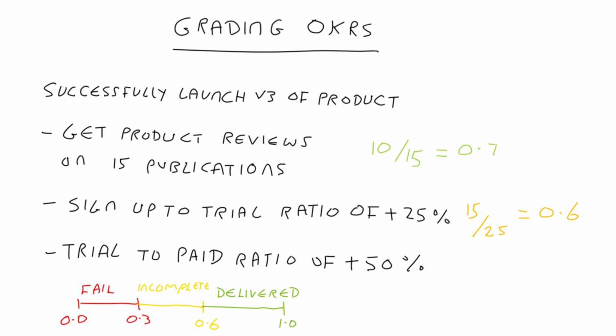And then for the trial to paid ratio, let's say that we actually managed to hit our 50% target. So that would be 50 over 50, which would be 1, and that is a perfect score. So to get the overall score for the OKR, we would simply take an average of the key result scores, which in this case would be an 80% or a raw score of 0.8, a good passing grade.